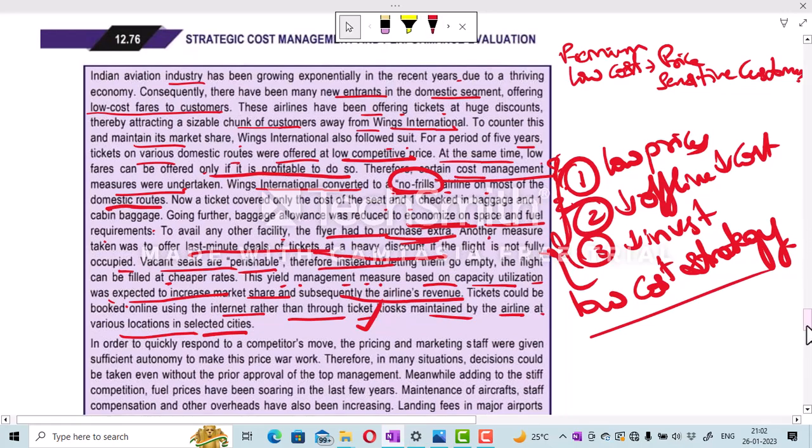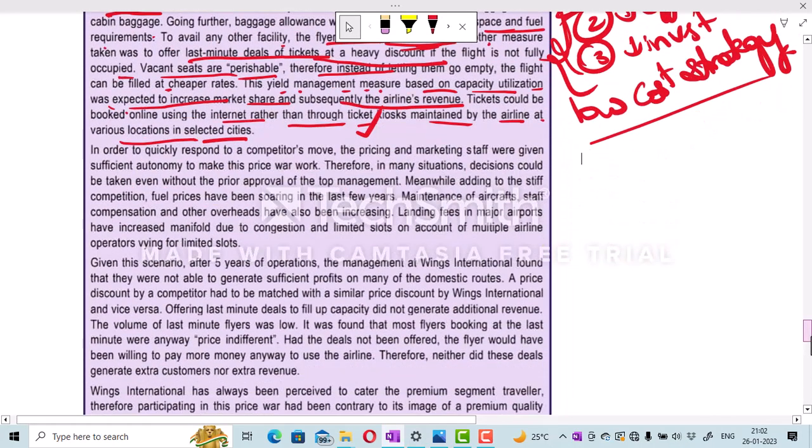We answered the first question. In order to quickly respond to competitors' moves, the pricing and marketing staff were given sufficient autonomy to make this price war work. Therefore, in many situations, decisions could be taken without prior approval of top management. Okay. Meanwhile, the staff, in order to match the price of the competitor, it became a price war, and they took decisions without taking prior approval of top management itself.